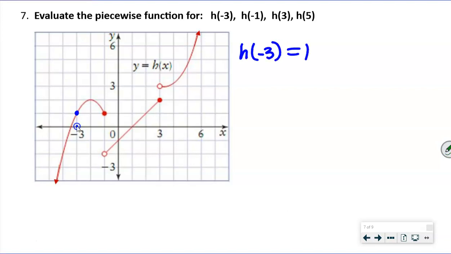Then we're going to do the next one. So h of -1, -1's there. Again, we're going to go up and it intersects here and here, but the one we're going to choose is the one with the solid dot. So h of -1 is also equal to 1.